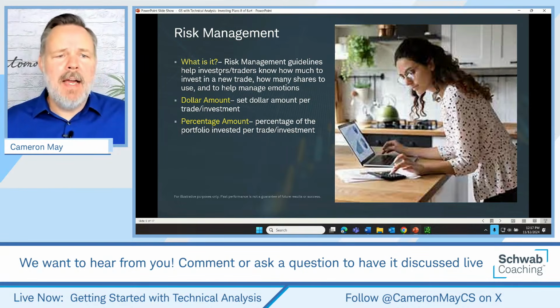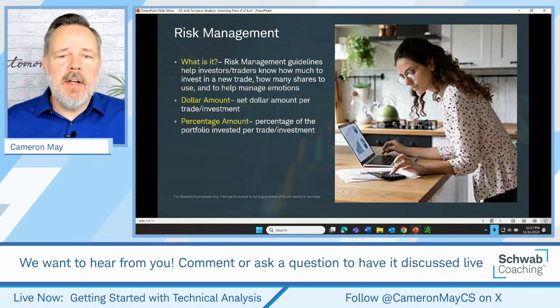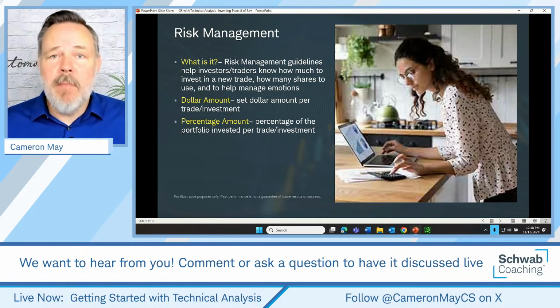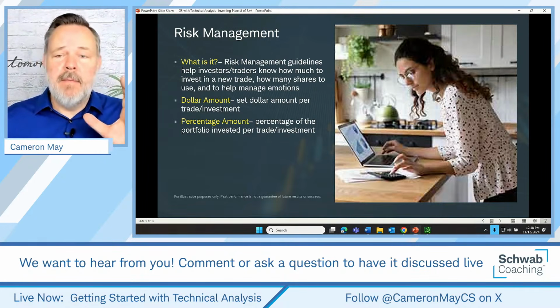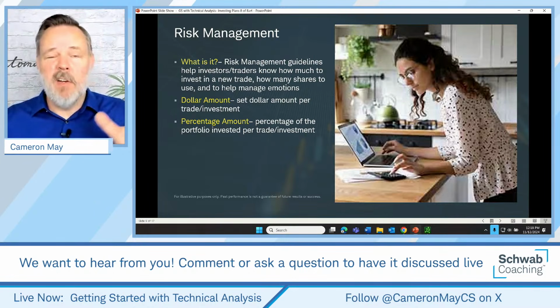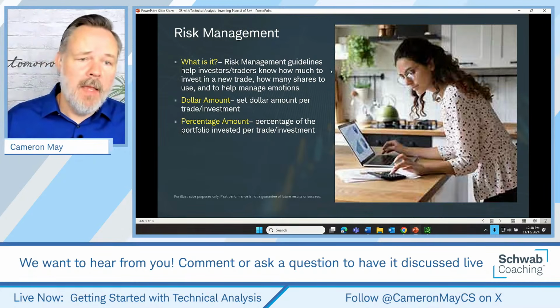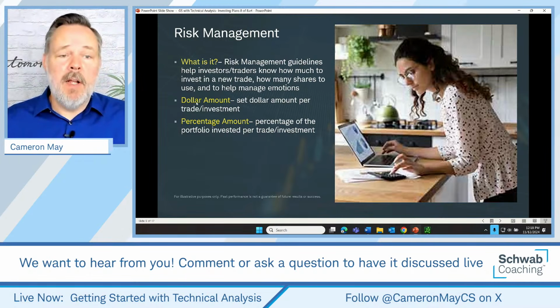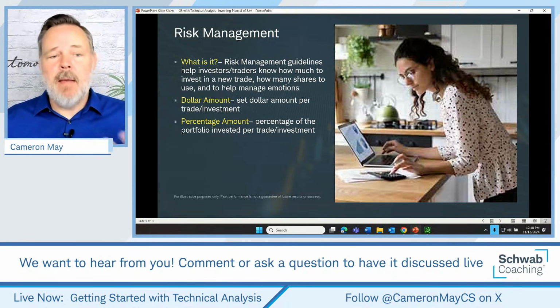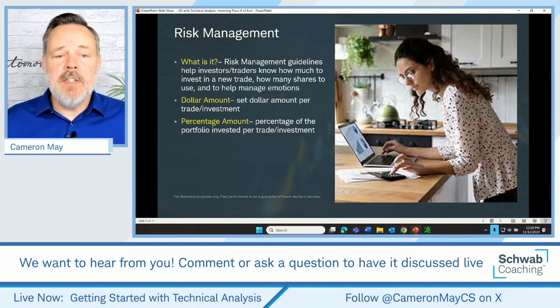Risk management guidelines help investors or traders to know how much to invest in a new trade, how many shares to use, and to really help manage those emotions of fear and greed commonly associated with these oversized trades, or just neglect on the undersized trades. Risk management includes a dollar amount that's established, or possibly just a percentage amount per trade or investment.